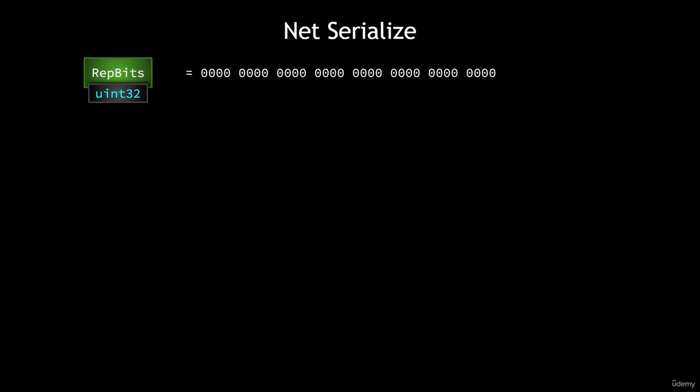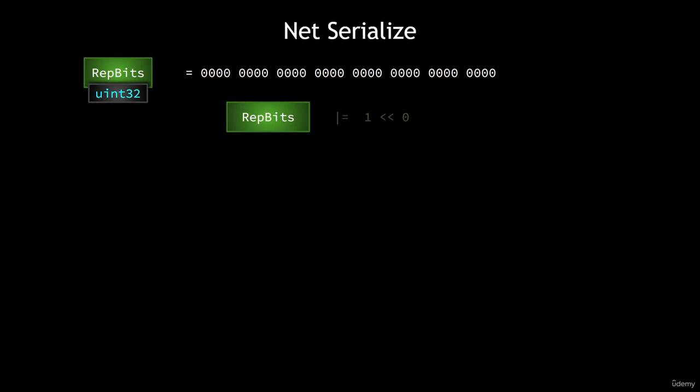Now, rep bits is a uint8, but it doesn't have to be. Let's say, for example's sake, that we create one in our NetSerialize that's a uint32. That would be 32 bits. And if we initialize it to 0, it would be all zeros. Here's what the bits would look like.